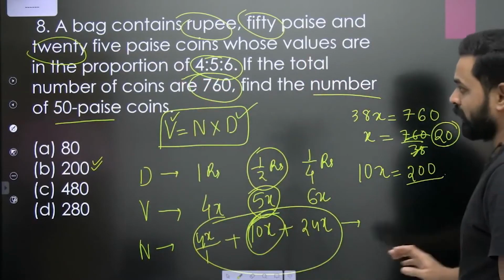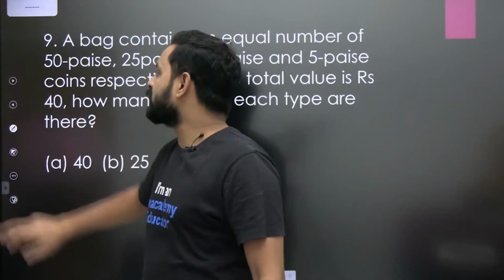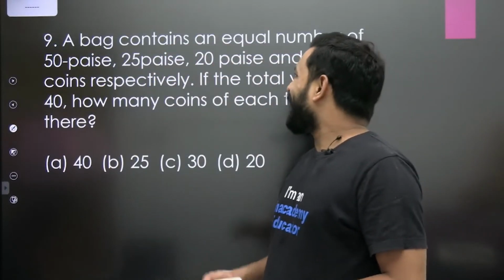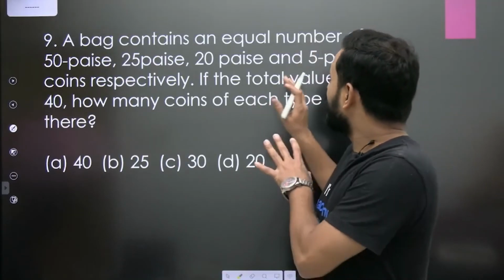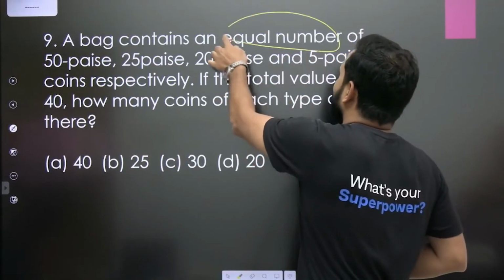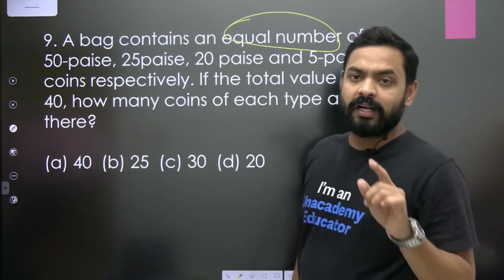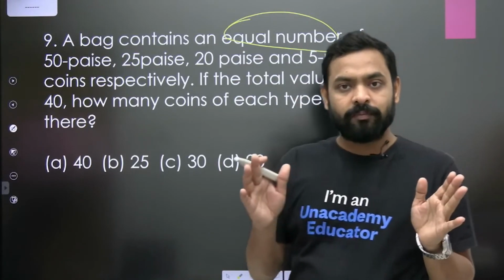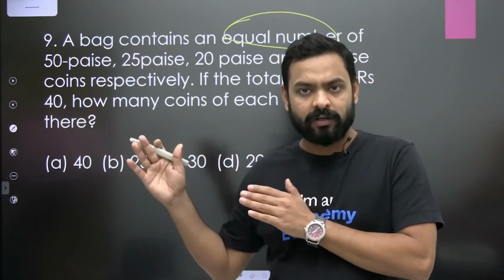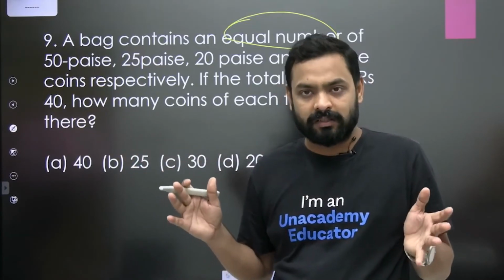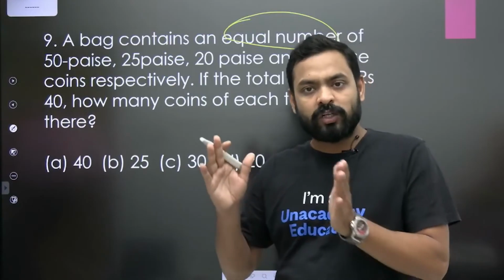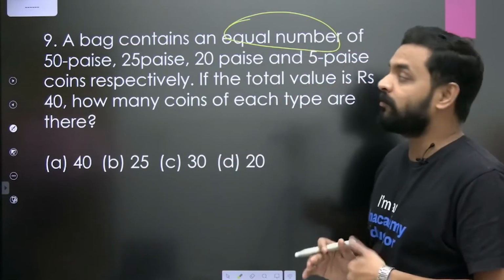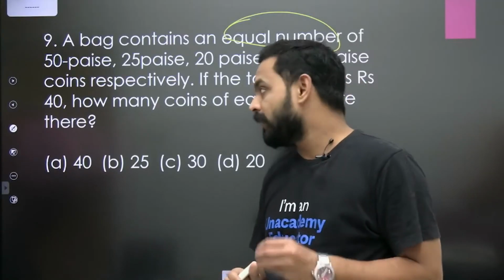I would like you to please solve it by pausing the video. Yeah, it's an easy question, not a very difficult one. A bag contains an equal number, right? Not the ratio, equal number. And what do we mean by equal number? If numbers are equal, then the ratio would be 1:1:1. Howsoever the number, it doesn't matter. 1:1:1, that means equal, right?